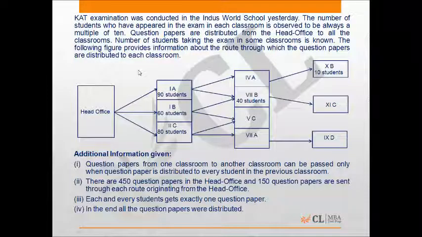In the next statement, there are 450 question papers in the head office and 150 question papers are sent through each route originating from the head office, which means the number of question papers that reach to class first A, first B and second C was 150 each. Each and every student gets exactly one question paper, and in the end all the question papers were distributed, which means the total number of students across the given 10 classes was 450.